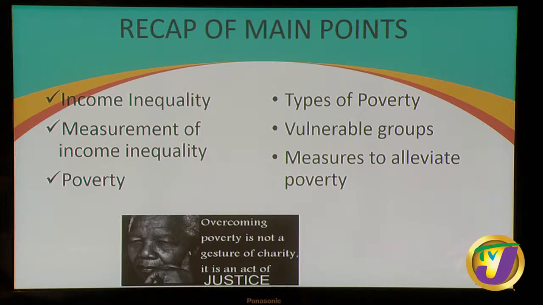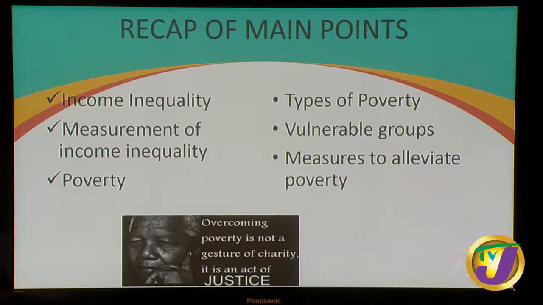We also looked at the groups that are vulnerable to poverty. And those groups, again, are the physically challenged, the elderly, the youths, and single-parent households. And we also looked at some of the measures to alleviate poverty, and we just went through them: education, lowering of taxes, financing micro and small businesses, having government employment creation programs. All of these things will help to alleviate poverty.